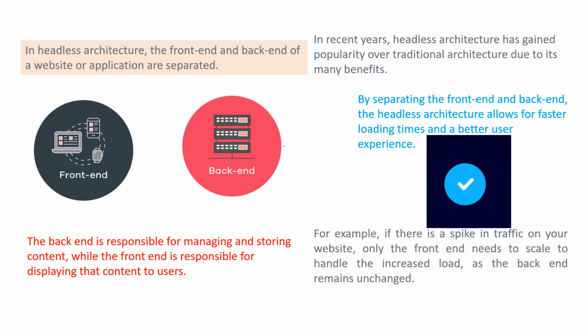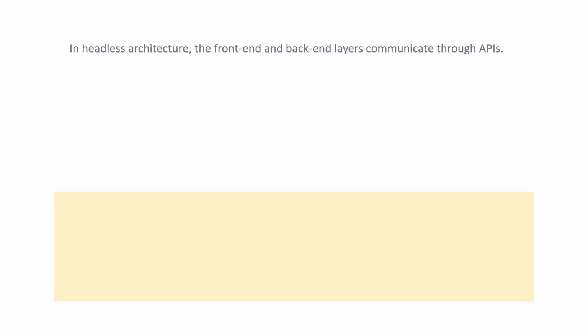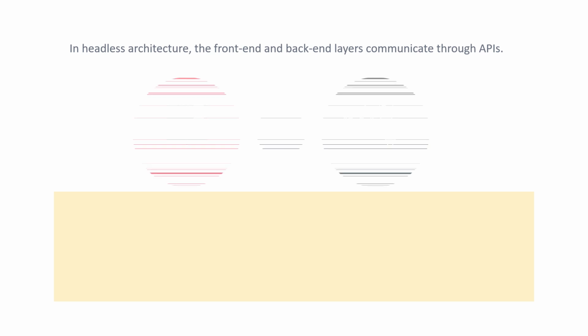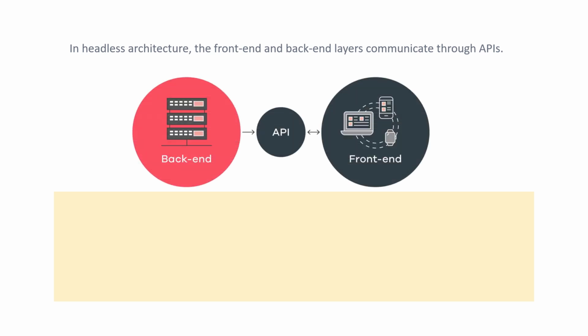So the headless architecture follows this approach. And in the headless architecture, there should always be a way for the front end and back end to communicate. Then only the data will appear when the user accesses the front end. The data has to move from the back end to the front end. So this communication is made through the APIs, that is application programming interfaces.